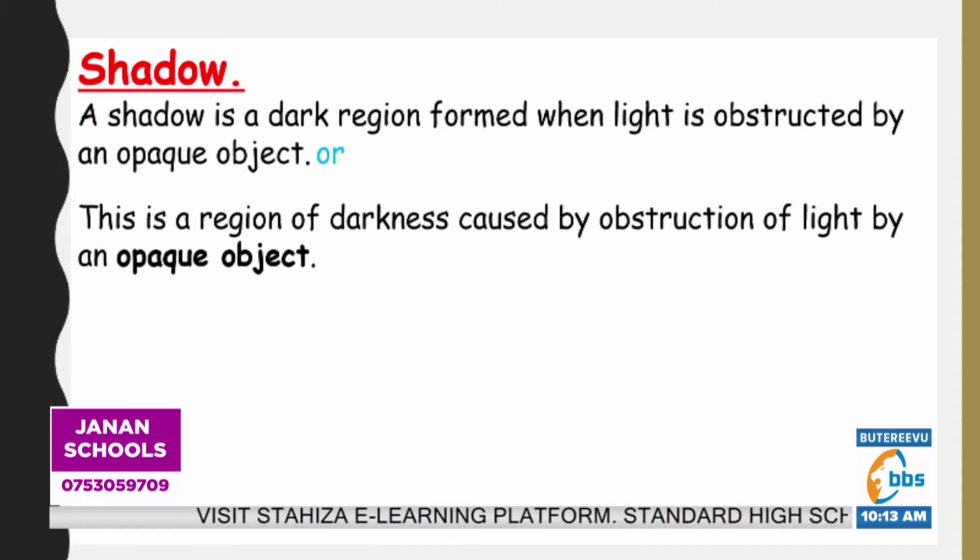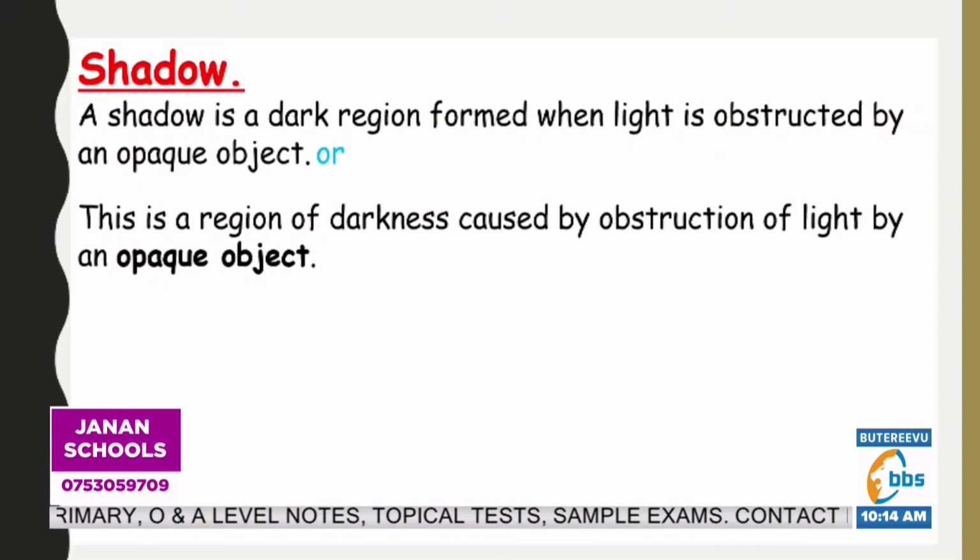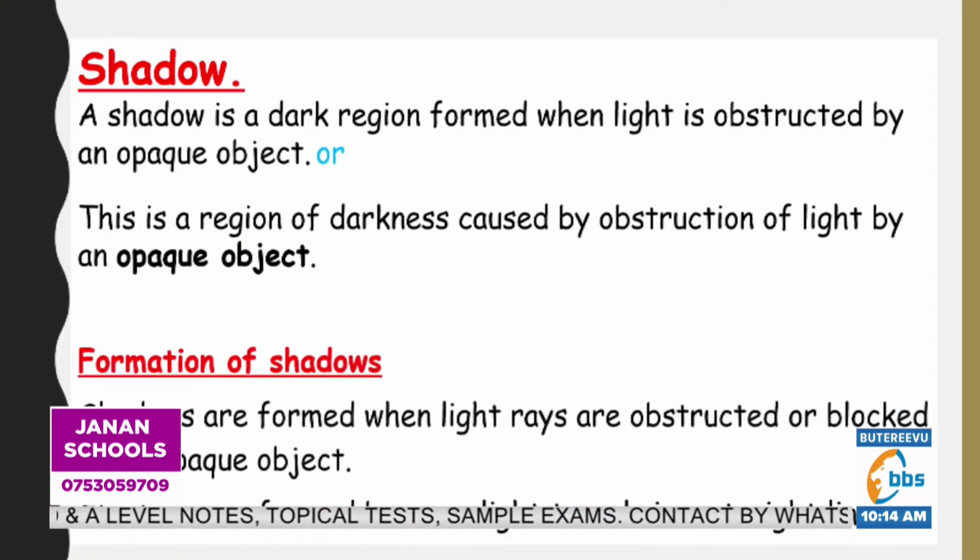And if you're a human being and you stand in the light, you will see a shadow resembling your body. And if you're a human and you see a shadow of a cow, then you should check yourself. Now, let's see how shadows are formed. We are looking at the formation of shadows.